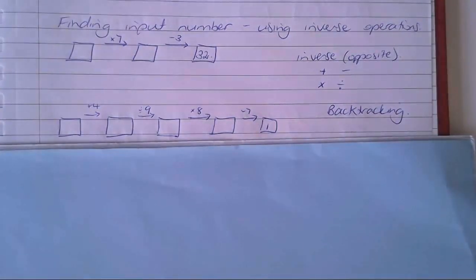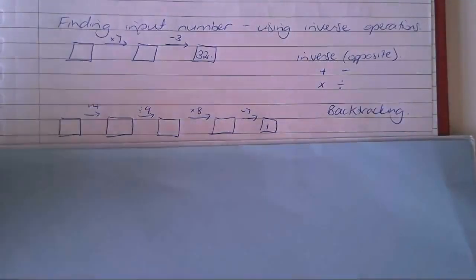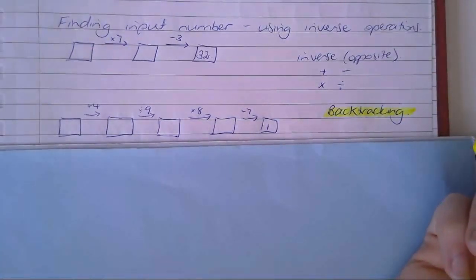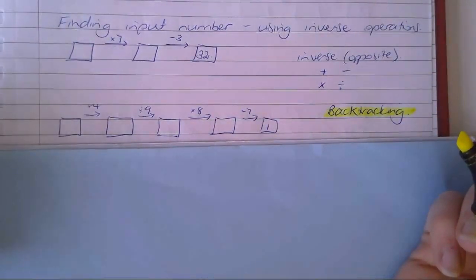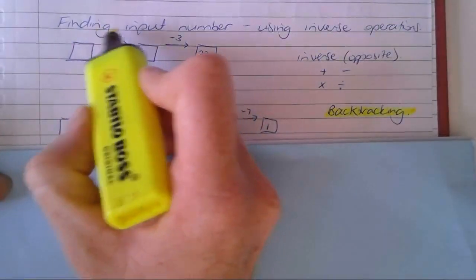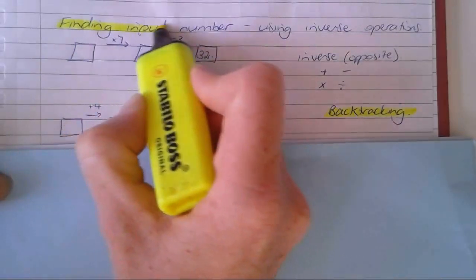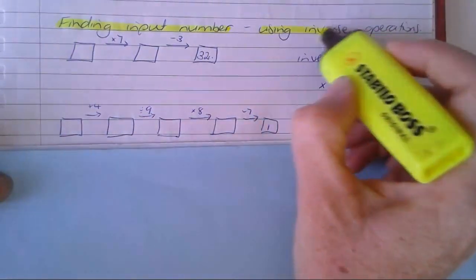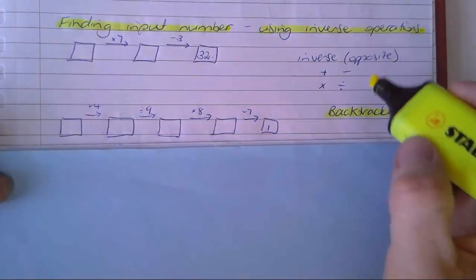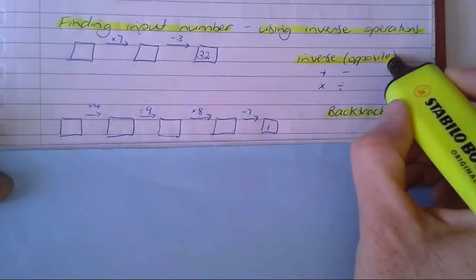Okay guys, so this video is really talking about our concept of backtracking, that we've talked about in class. That can mean working backwards, or going from the end first and going back to what could be the start. So this one says finding the input number using inverse operations.